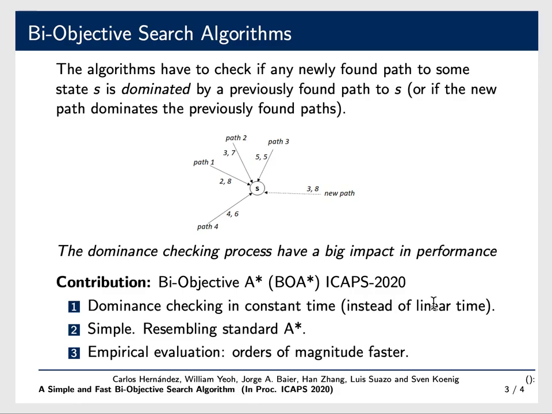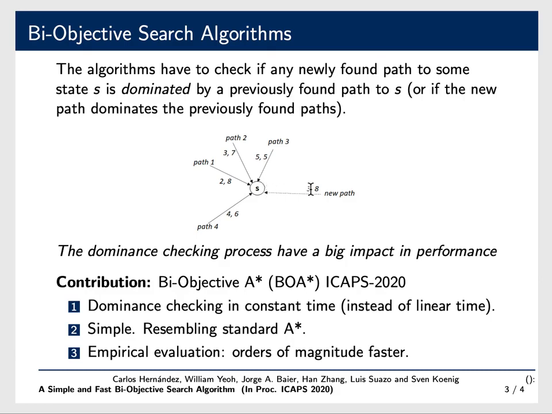In our paper, we propose a different algorithm, which is called bi-objective A star, and we like to call this algorithm BOA. The algorithm improves over the state of the art by making some of the dominance checks more efficient. So for example, when we find a state that has been found before by another path, we need to check whether the new path dominates the other one, or whether the new path is non-dominated by the paths that have been found before.